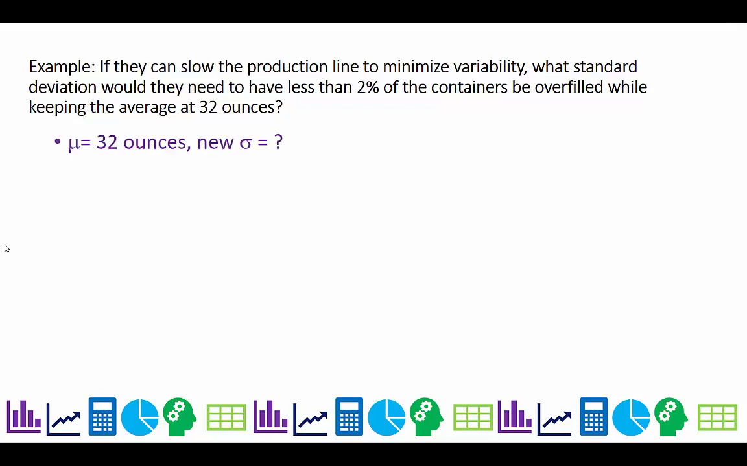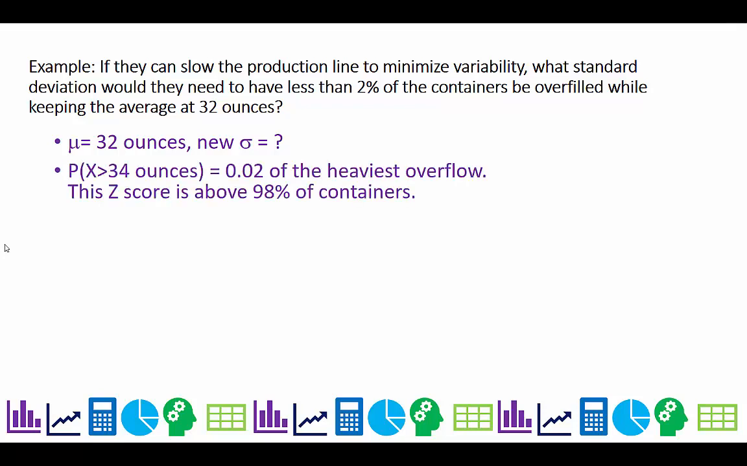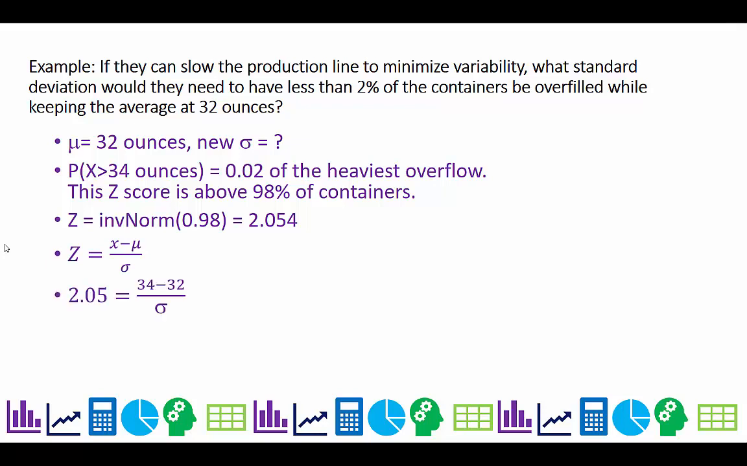And so that means our mu is still 32 ounces, our new sigma is question mark. Probability x is greater than 34 ounces is still 0.02. Same z-score, which is 2.054. Same formula. Let's put that 2.05 over on the left, 34 minus 32 on the right. Cross multiply, divide both sides by 2.05, and you get your new standard deviation is 0.98.